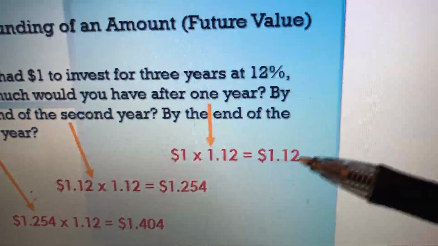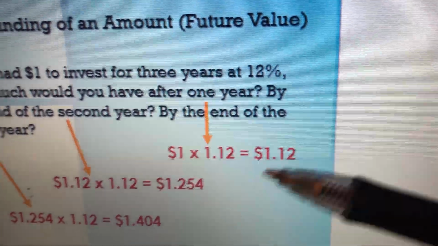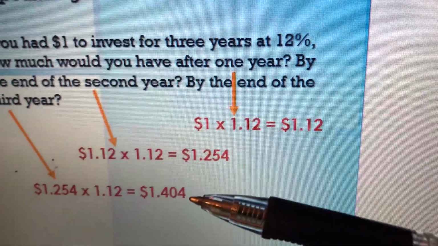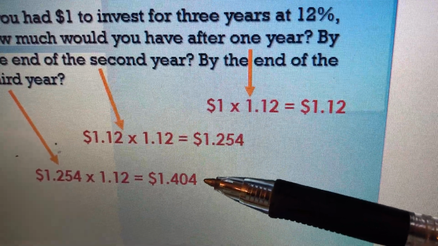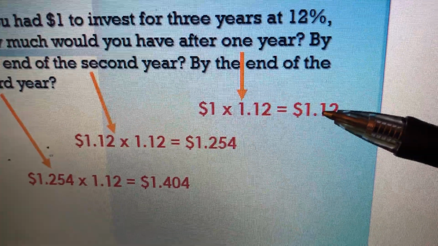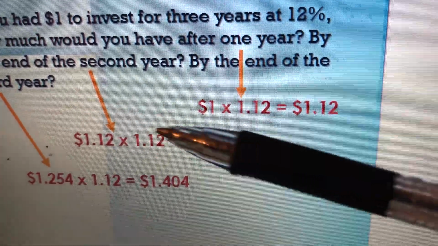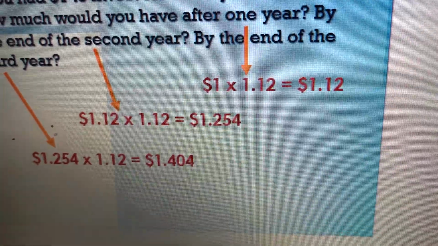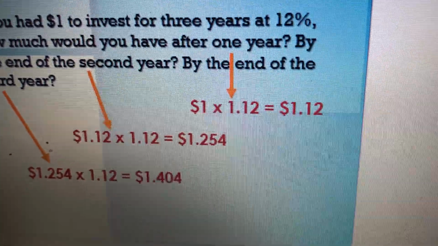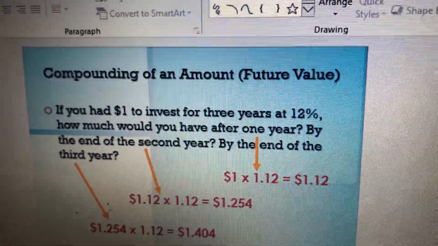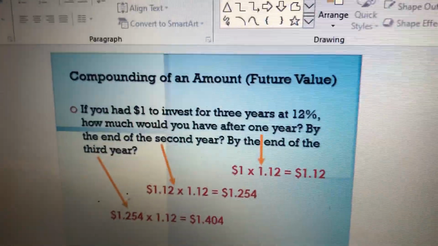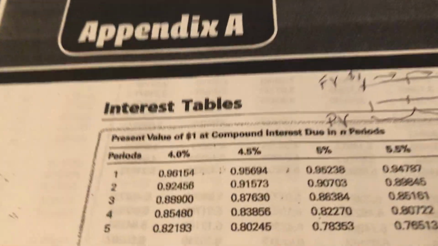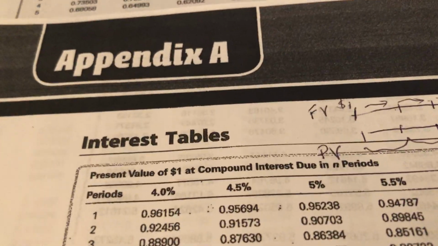Now, after 1 year, you have $1.12. After 2 years, you're going to have $1.25. After 3 years, you would have $1.40. And so they've taken what you had at the end of each year, multiplied it by interest, and that's going to give you the amount of money you have at the end of that year. So again, remember, this is compounding. The tables that we're using are going to be discounting, and we're going to be bringing back.